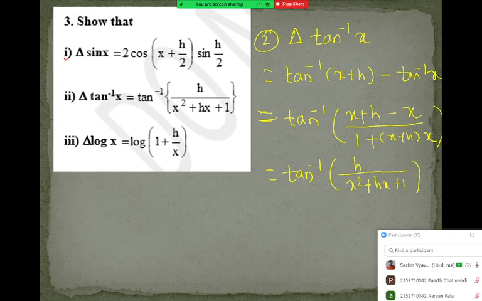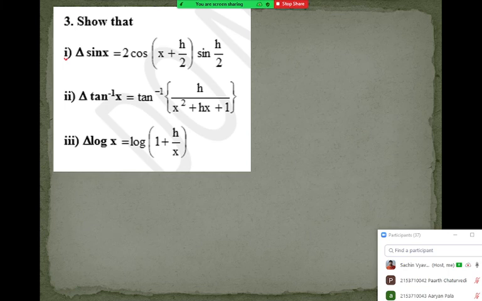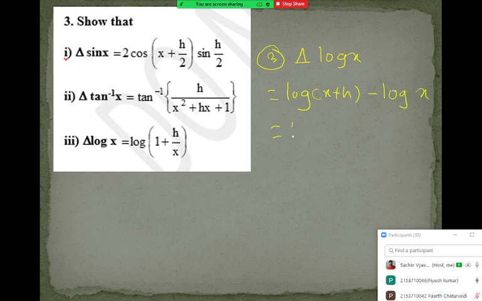So are you completed this? Yes, sir. Okay. Last one then, third. This one I can also give for self-study, but let me do it quickly. Delta log x. Tell me the quicker steps here. Log of (x plus h) minus log x. Log a minus log b is log of a upon b, and that's the required answer.